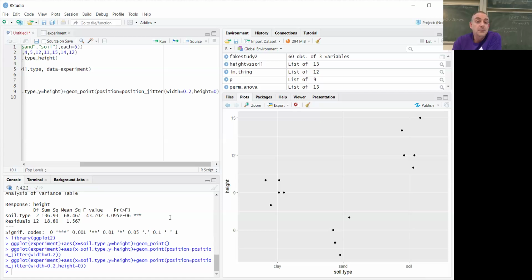Okay, fine. Yay, ANOVA. But what we're supposed to do is follow that up with some pairwise comparisons.